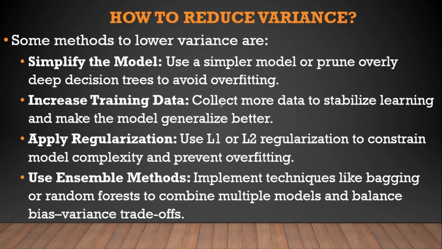So how do we reduce the variance? Some methods to reduce the variance are to simplify the models, increase the training data sets, and apply regularization. Here we'll also be using L1 and L2 regularization to constrain the model complexity and prevent overfitting. Use ensemble methods for the variance as well. Implement techniques like bagging or random forest to combine multiple models and balance the variance. Next, we are going to see about bias and variance trade-off.